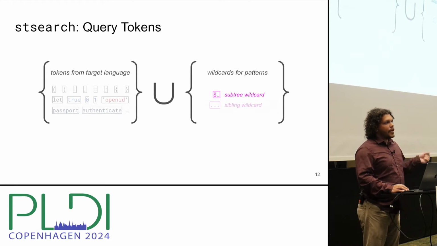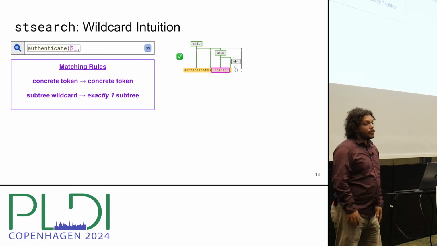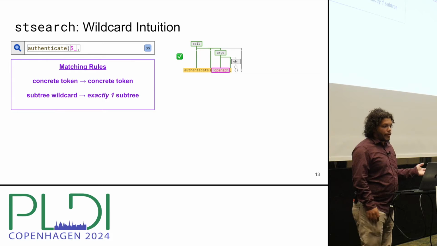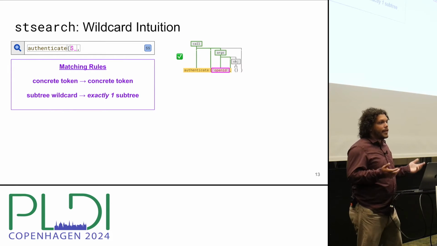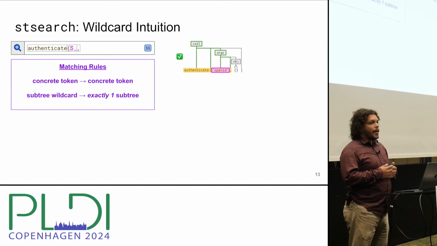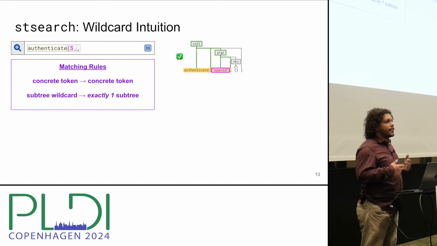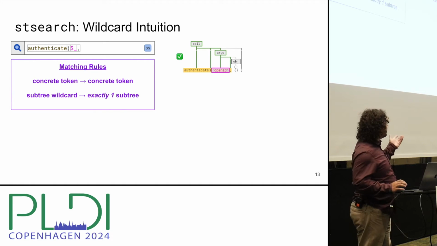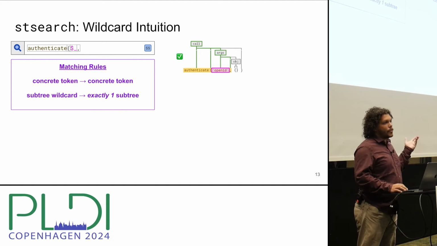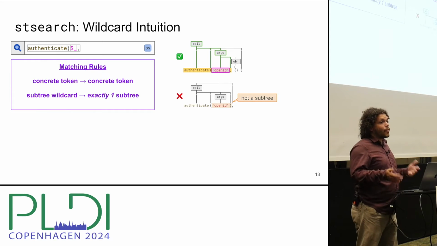Okay, so now let me give you an intuition about how these wildcards actually work. We already know that our query is going to be a sequence of tokens. You might have guessed by now that we want to match concrete tokens in our query to concrete tokens in our tree. But what about this wildcard? I called it subtree wildcard, so that gives you an idea it should match a subtree. In this case, it should even match a token, since a token is considered a subtree. But notice here that it should match exactly just one subtree.